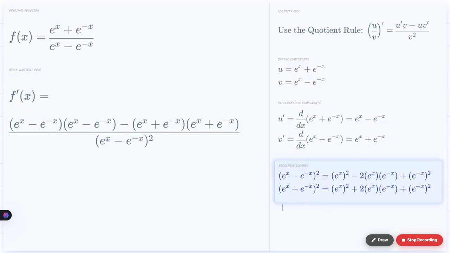We write out what happens when we multiply the parts by themselves. We do this to prepare for simplifying the top part. Multiplying a term by itself is the same as squaring that term.